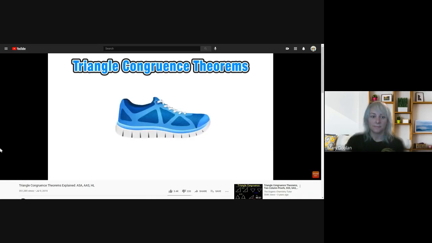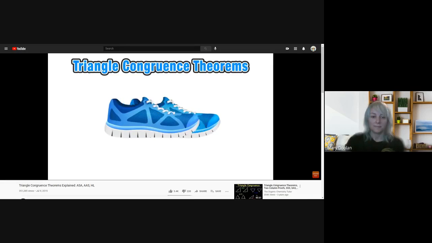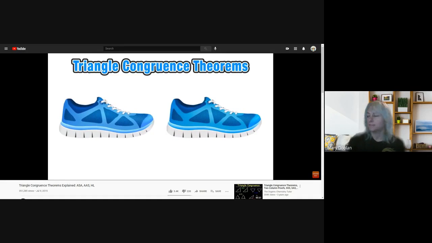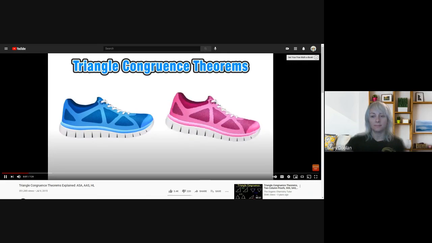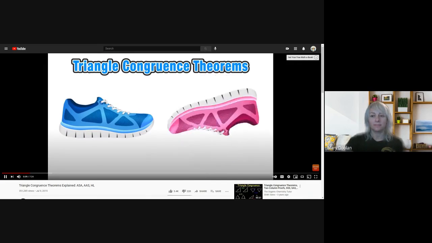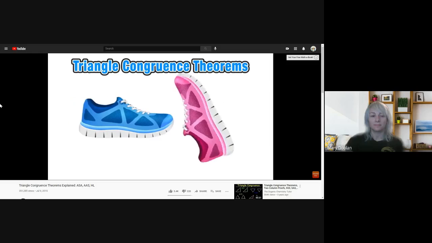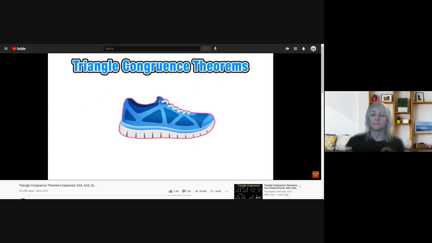So let's look at a running shoe. If I can somehow duplicate this running shoe and make an exact replica, I would say that these two shoes are congruent because they are exactly the same size and shape. Now, even if I change the color of one of the shoes or I rotate it around a certain number of degrees, it's still congruent to the original sneaker because it's the same size and shape.